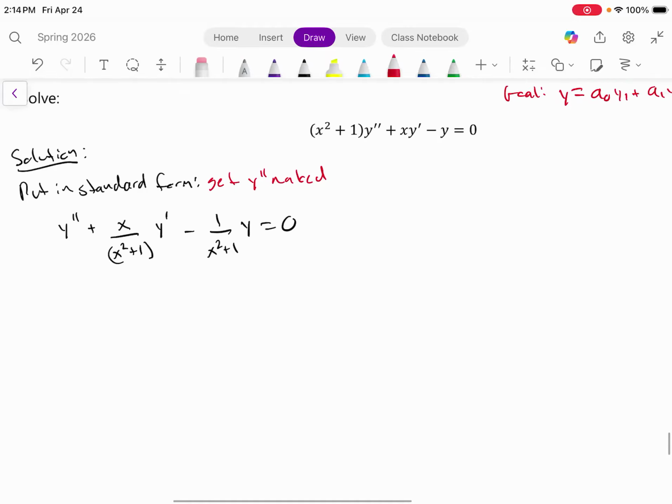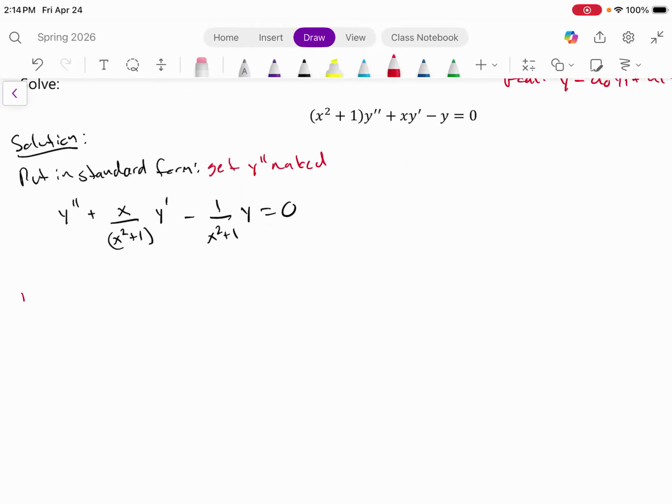So we want to identify the p of x and the q of x. Here, p of x would be x over x squared plus 1, and q of x would be negative 1 over x squared plus 1. And with these, there's an x squared plus 1 on the bottom, but there's really no domain issues here. The only thing that would make this go to 0 is if we have a negative 1 occurring in the denominator, but that x is going to be squared. So we could never get a negative in the denominator. So there's no chance of that happening.